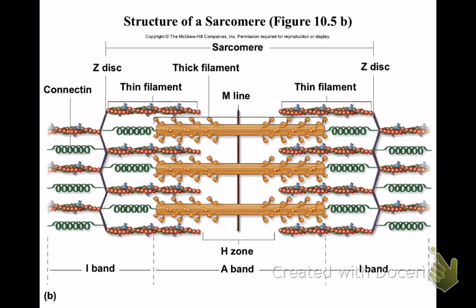Doesn't it increase? So what happens to the H zone, which is thick only, and the I band, which is thin only, if I increase the amount of overlap? I have less area that there isn't overlap. So now what I want you to do is draw one sarcomere completely contracted. One sarcomere completely contracted.